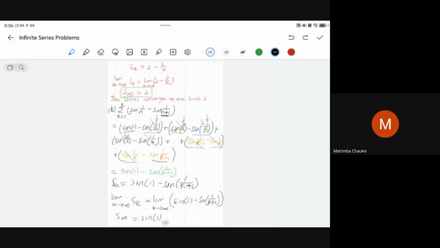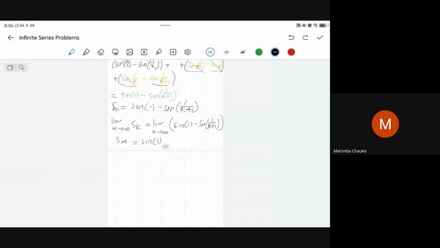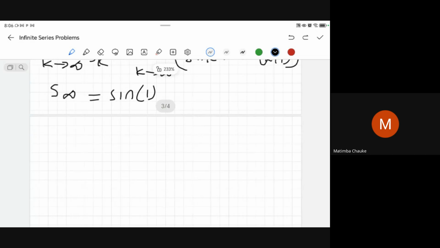All right. So now let's say this. We come to c. Now for c we have the summation. This summation is n equals 1 up until infinity of 5 over pi to the n.